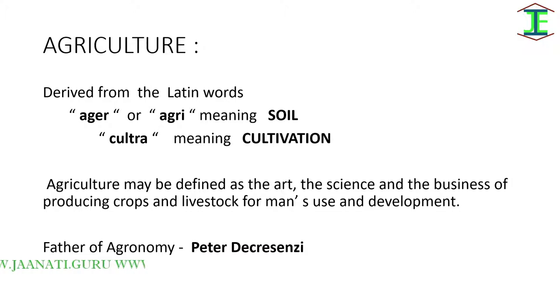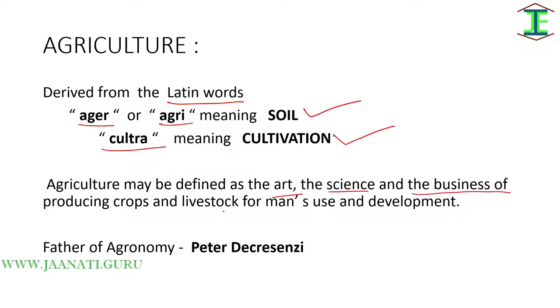First, agriculture. What is agriculture? The word agriculture is derived from two Latin words, agar or agri meaning soil and cultura meaning cultivation. So agriculture is nothing but soil cultivation. But agriculture may be defined as the art, science and business of producing crops and livestock for man's use and development.